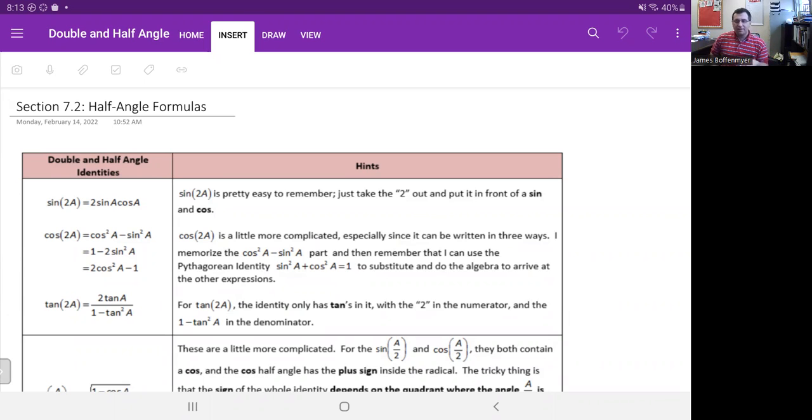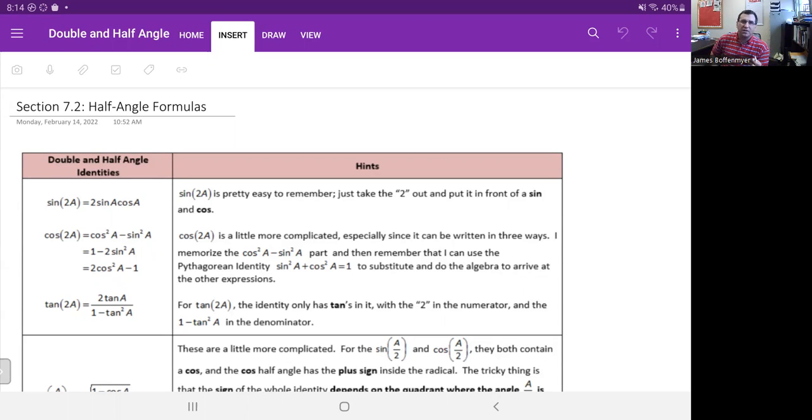With these formulas, something to keep in mind is that this is going to be a little different than 7.1 and 7.3, as in we're not necessarily going to be proving these identities. We're going to be using these identities to rewrite various trigonometric functions. So the first double angle identity that we have is sine of 2 theta, or sine of 2 times your angle.